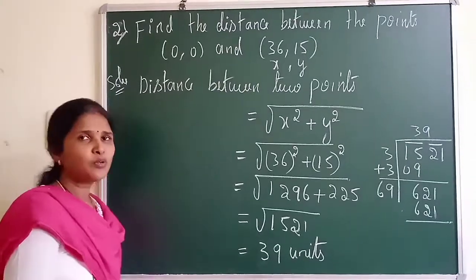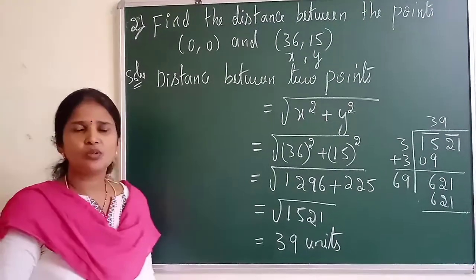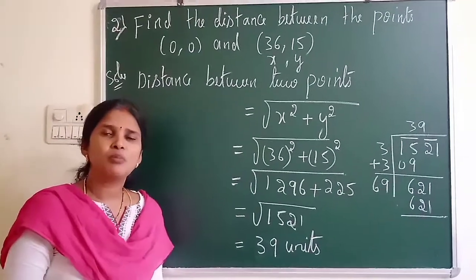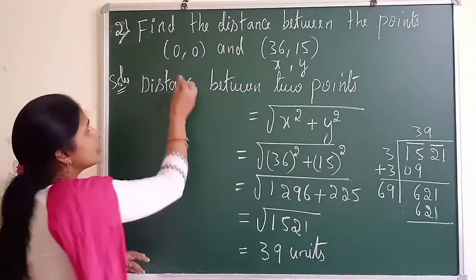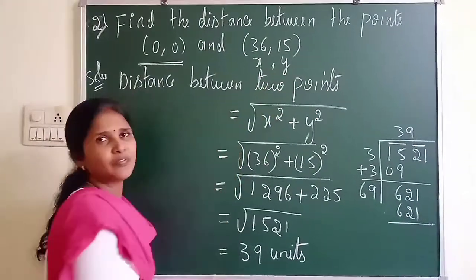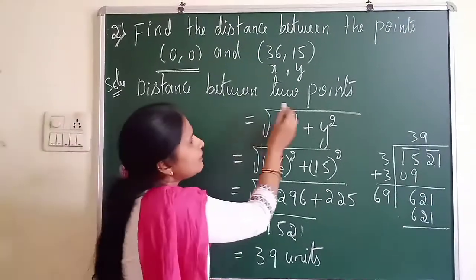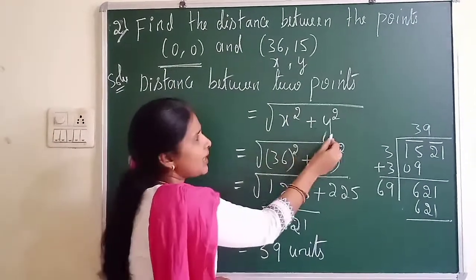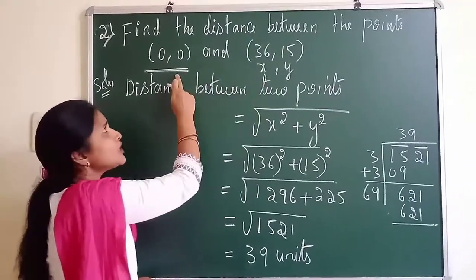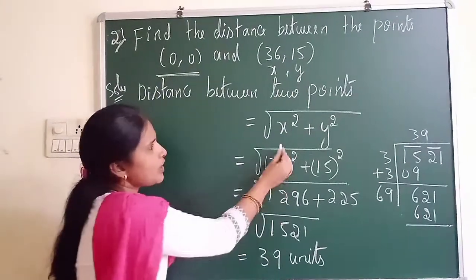Let us move to the second question. Find the distance between the points (0, 0) and (36, 15). As I already told you the second formula, when one point is the origin, you can see here one point is the origin, the other point is (36, 15). So we have one more alternative distance formula. Distance between 2 points is root of x square plus y square. Instead of taking x1, y1 and x2, y2, the first point you have to neglect. The second point becomes (x, y). So x square plus y square.